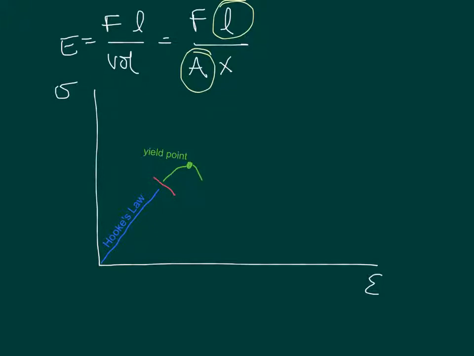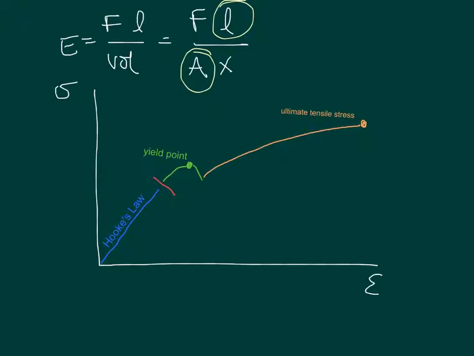to a point at which your gradient becomes massively shallow on your force side, but keeps extending until you get to a point of ultimate tensile stress. And this is the thing that defines the strength of the material.